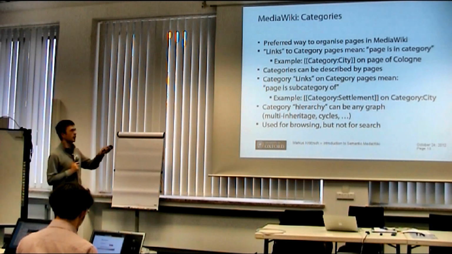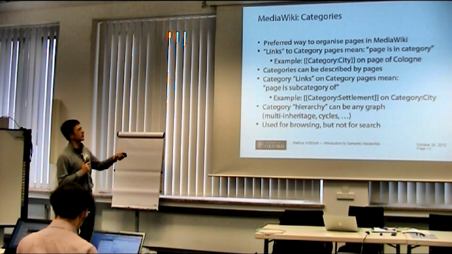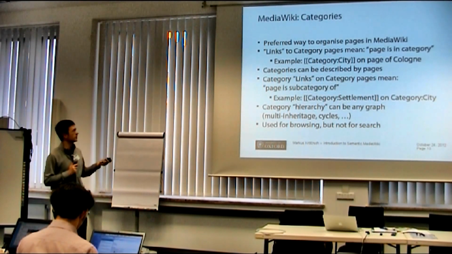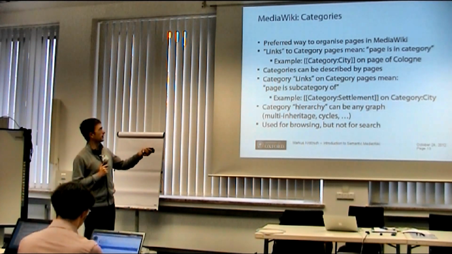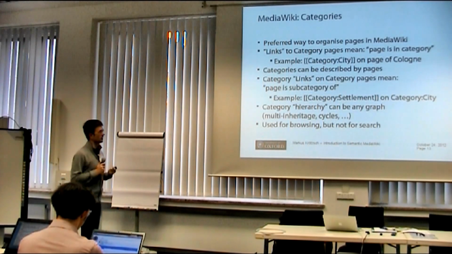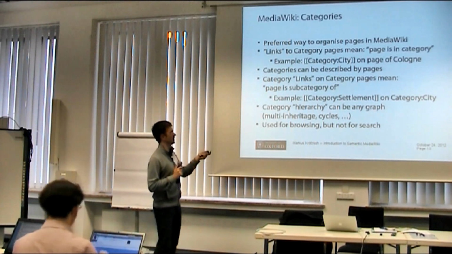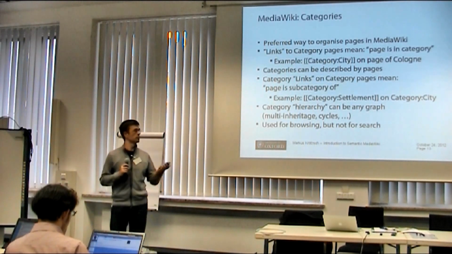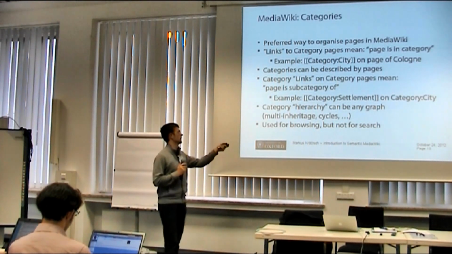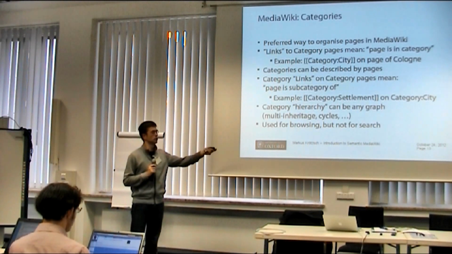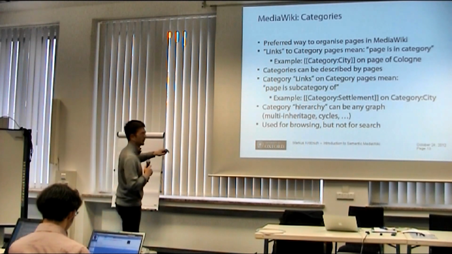Categories themselves, I mentioned it, are pages, so they can be described on pages, which is useful. And these pages themselves can also be categorized. For example, you could say on the page of category city, you put another link, category settlement. And in this case, this will not have the intuitive meaning that the category city is a settlement, an instance of settlement, but rather it would say the category city is a subcategory of the category settlement, which is similar to saying, well, if you're interested in settlements, you should also look at cities. The meaning of categories in MediaWiki is very, very informal.